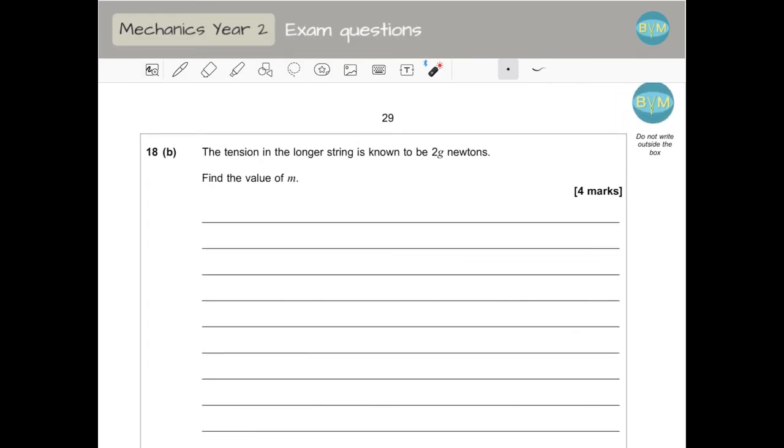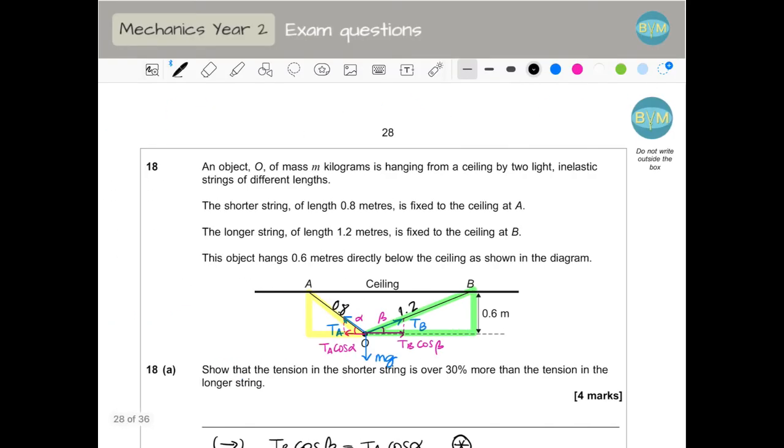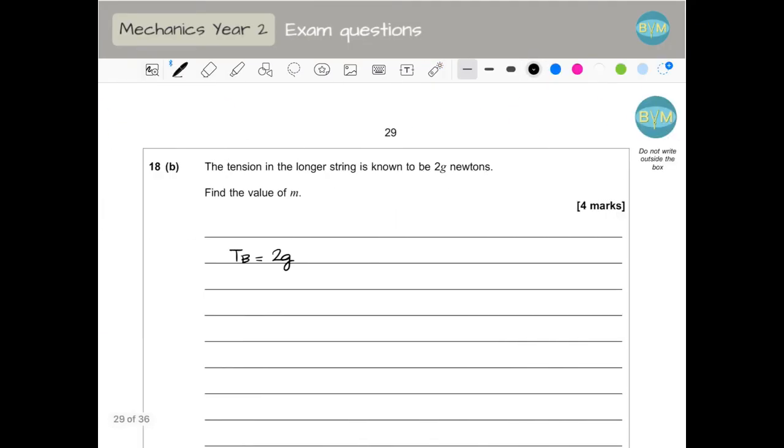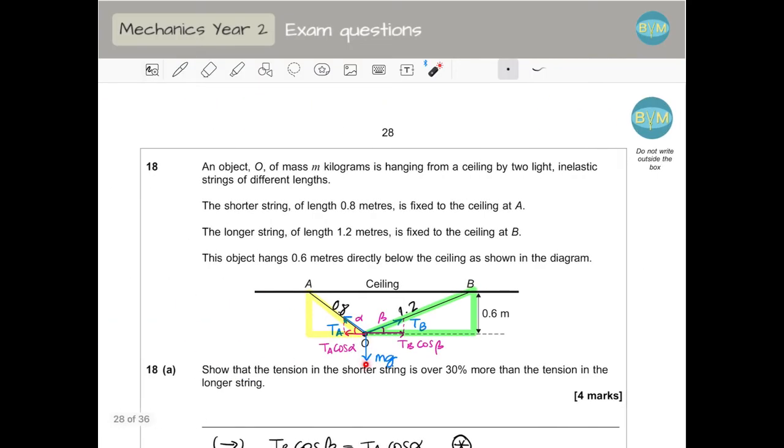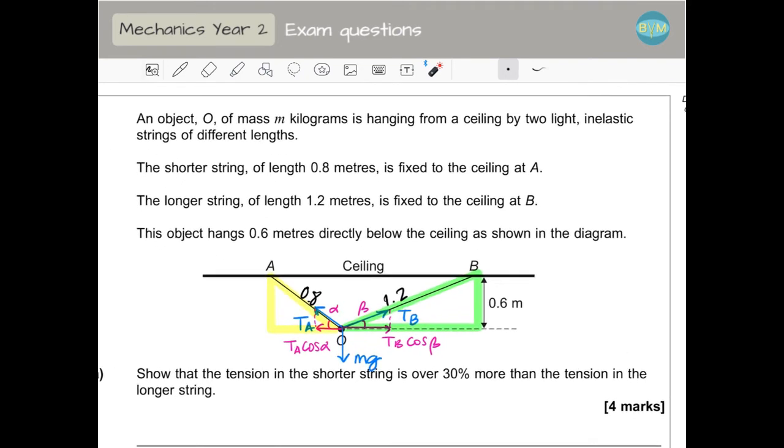And then the next part says the tension in the longer string, so TB, is 2g newtons, and we need to find the value of m. So if you look at the particle, to find m, we need to work in the vertical direction, right? So we can resolve forces in the vertical direction. Pointing down, I have mg. And pointing up, I have the components in the vertical direction of TB and TA.